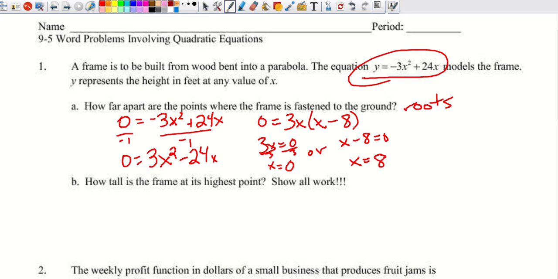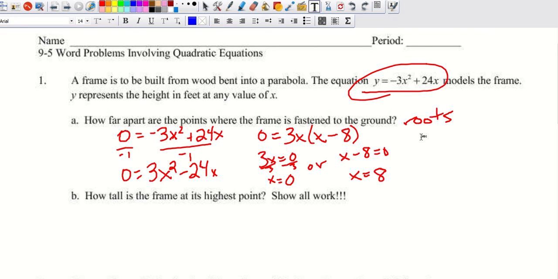So how far apart are the points on the frame? It's 8 units. And it looks like it's feet, since height is in feet, for any value of x. So we're going to be talking about 8 feet here. So the points are located about 8 units or 8 feet apart. All right. How tall is the frame at its highest point?